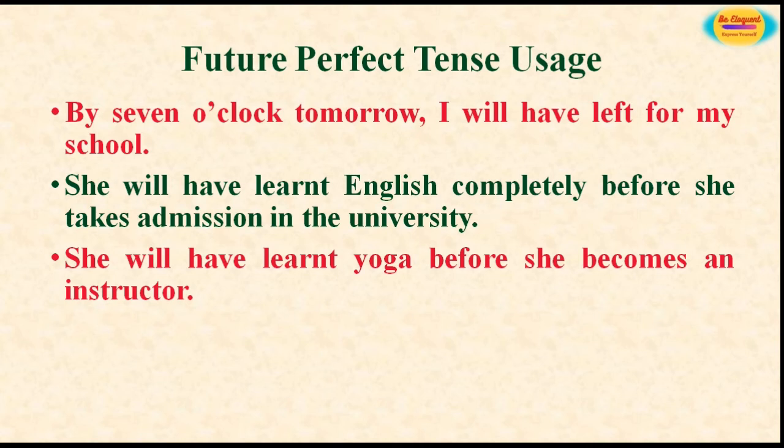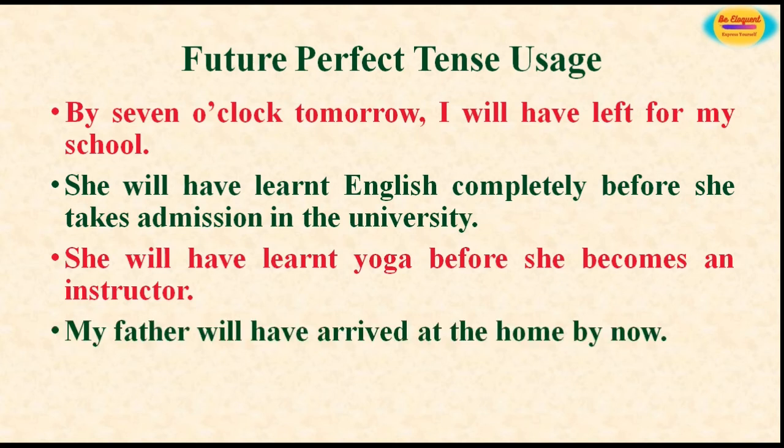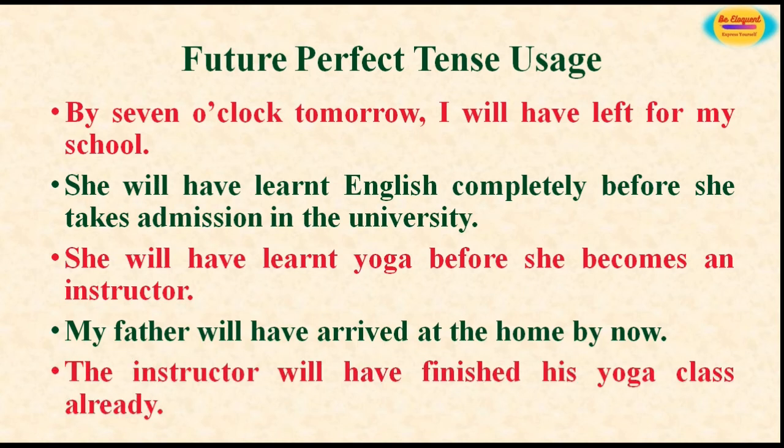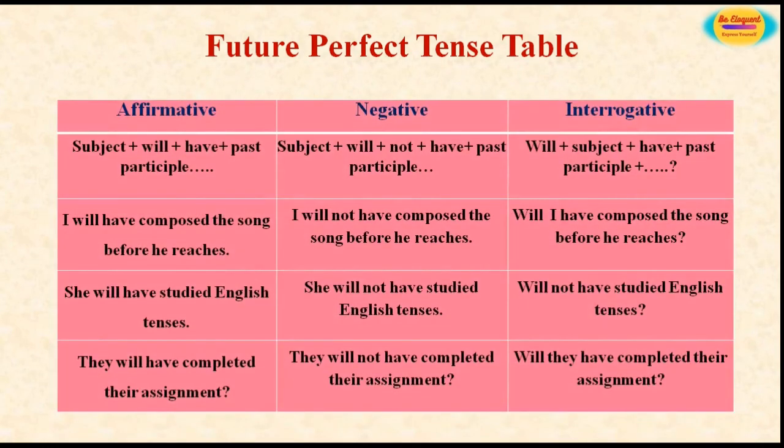Future perfect tense is also used to express a belief that something happened in the near past. Example: my father will have arrived at the home by now. The instructor will have finished his yoga class already. Look at the table to understand future perfect better.